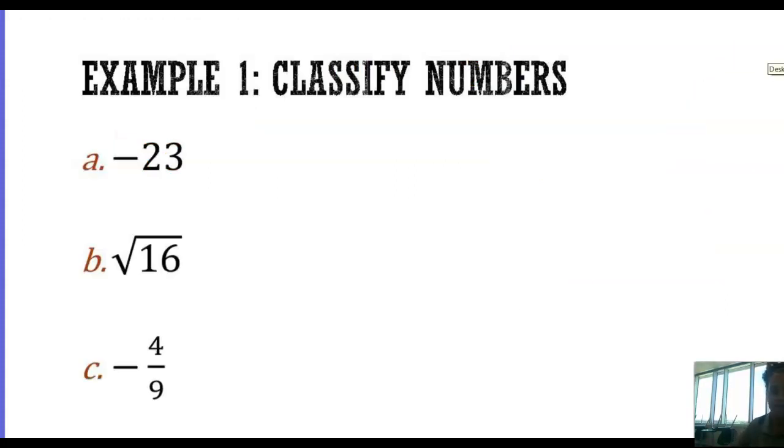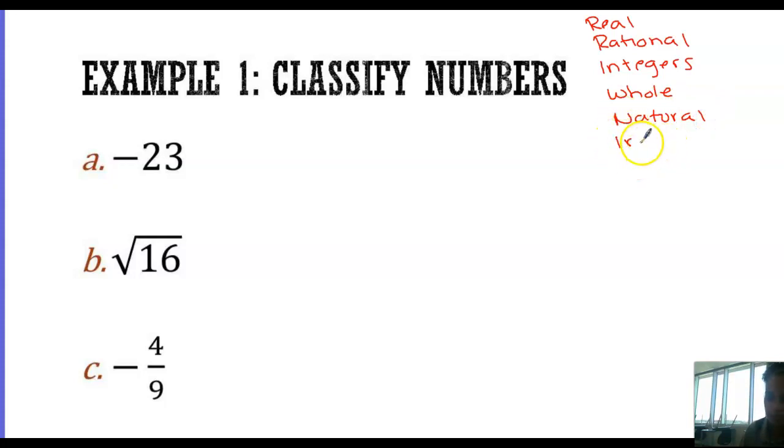So we're going to go ahead and classify some numbers. I'm going to really quickly write those names and their symbols. So there's real, there's rational, there's integers, there's whole numbers, there's natural numbers, and then there's the funny one, there's irrational. And they all have their letters R, Q, Z, W, N, and capital I.